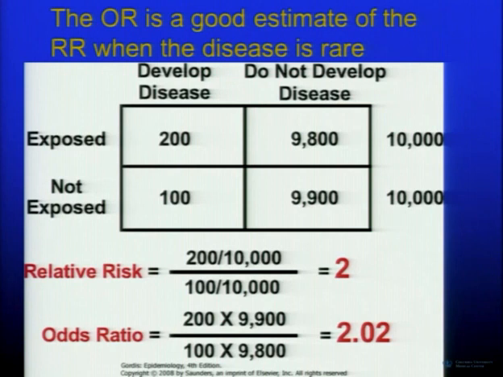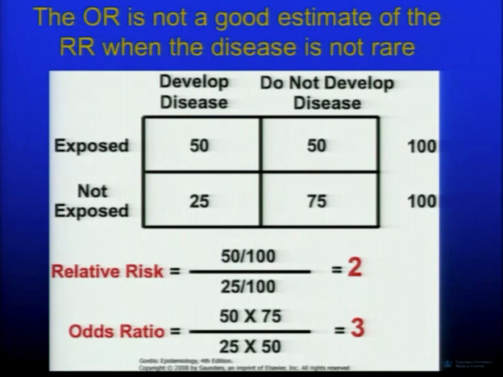So remember, the odds ratio is a good estimate of the relative risk when the disease is rare. So in this case, there were only about 300 cases out of 20,000, so that's pretty rare. And so when you do the relative risk, it's developed disease out of all of the people that were exposed divided by developed disease out of all the people that were not exposed. You get a relative risk of 2. And then if you do an odds ratio, you end up with 2.02 doing the AD over BC. So you get almost the same exact number because that was a rare disease.